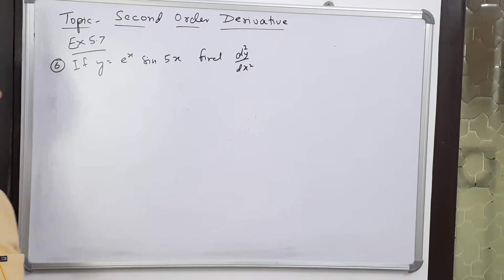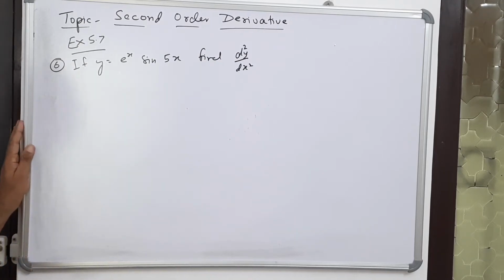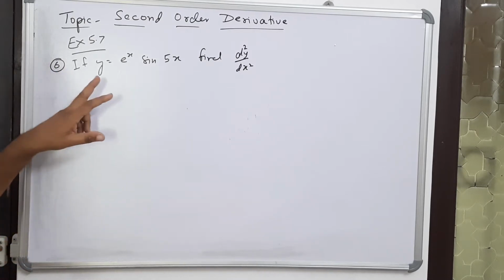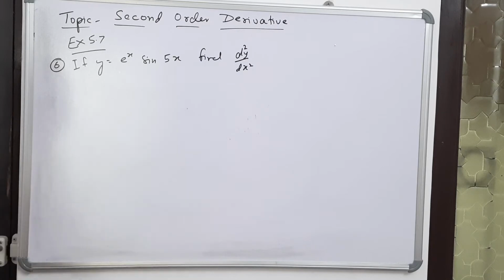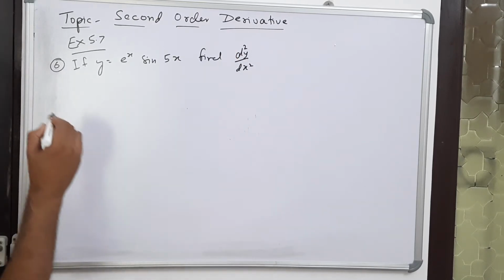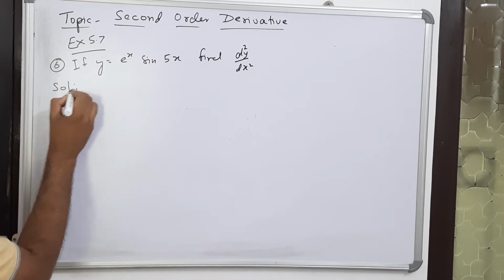Hello students, we are continuing the topic second order derivative, exercise 5.6. The problem is: if y equals e power x sine 5x, find d2y by dx square. So you see the solution of this part.